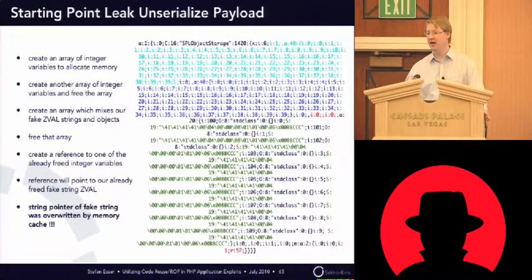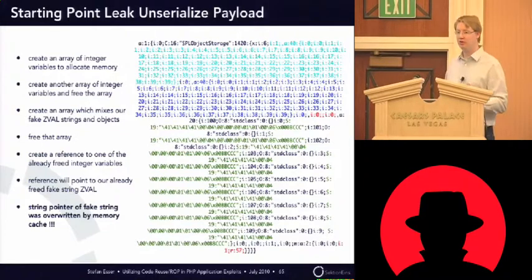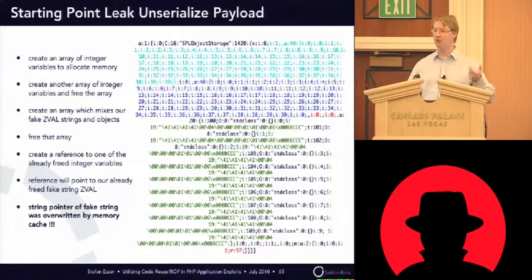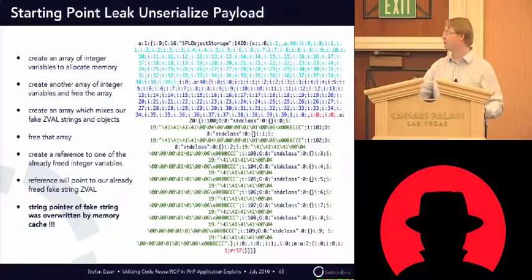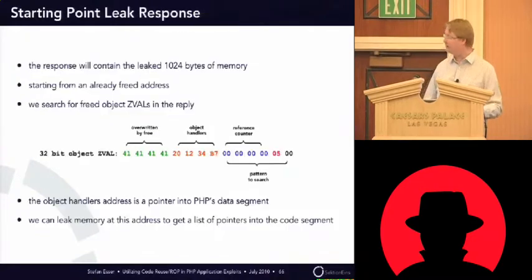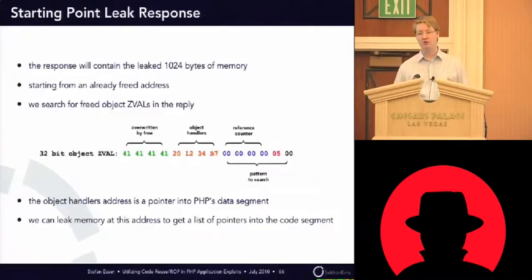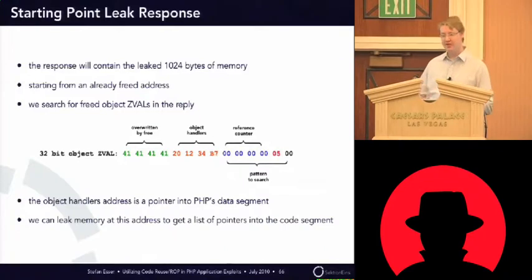The idea here is the moment you free the fake string, the first 4 bytes will be overwritten by the memory cache with a pointer to the previously freed memory. So you have just created a string variable that points into the heap, because you have just let the memory cache fill out the pointer that you wanted for you. Aside from that, the attack is the same. When you send this to TikiWiki, you get something back. And this time, you will take this memory and scan for it. You will scan for objects in there, because you had all the objects in memory.